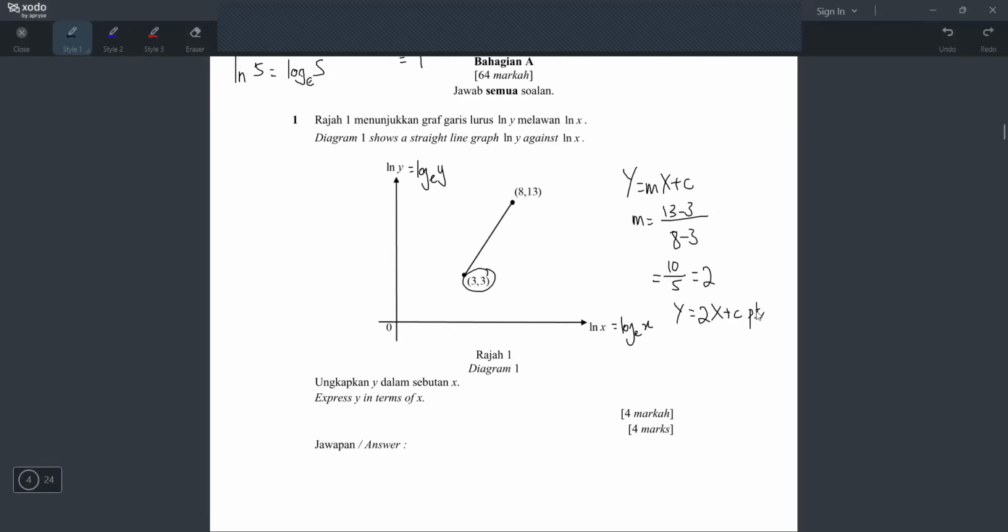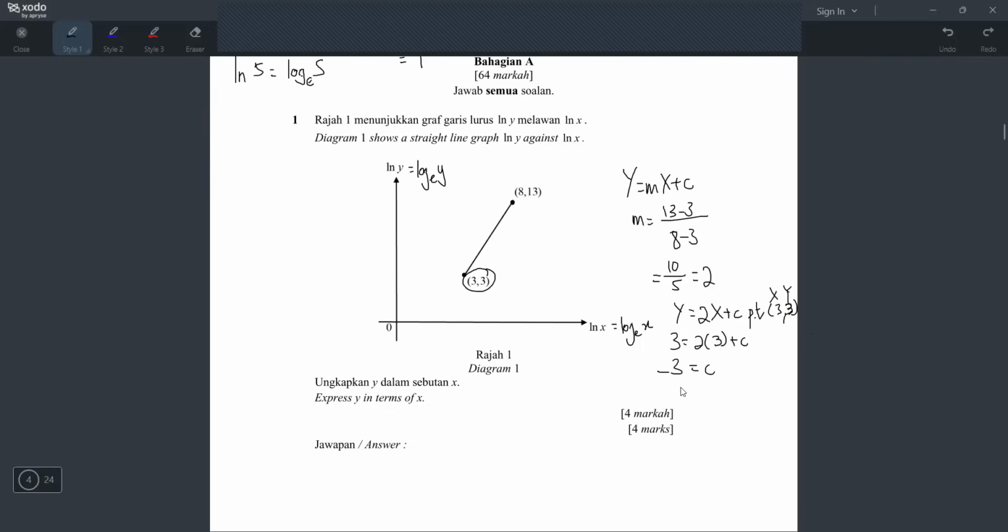So I'll just write passes through here. Passes through means melalui, and then I will write 3, 3 here. The first 3 I will substitute inside the x, and the other 3 I will substitute inside the y. When I substitute, the big Y is 3 and the big X is 3. Now I can find my c. 2 times 3 is 6. Move that over, it becomes minus 6. 3 minus 6 is negative 3.